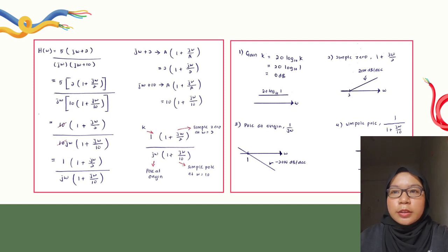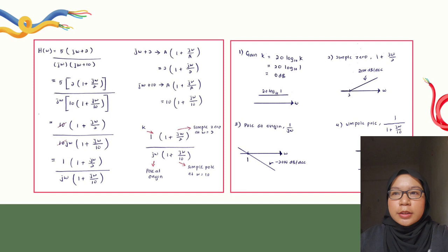Step 2, we need to identify each component of the transfer function. The numerator s plus 2 is a zero at s equal to -2, while the denominator consists of a pole at the origin, s equal to 0, and a pole at s equal to -10. So, we will have one zero at ω equals 2, and two poles, one at ω equals 0 and the other one at ω equals 10.